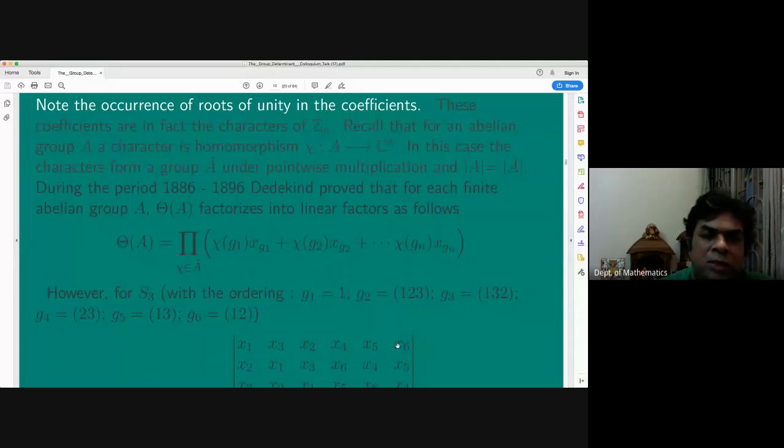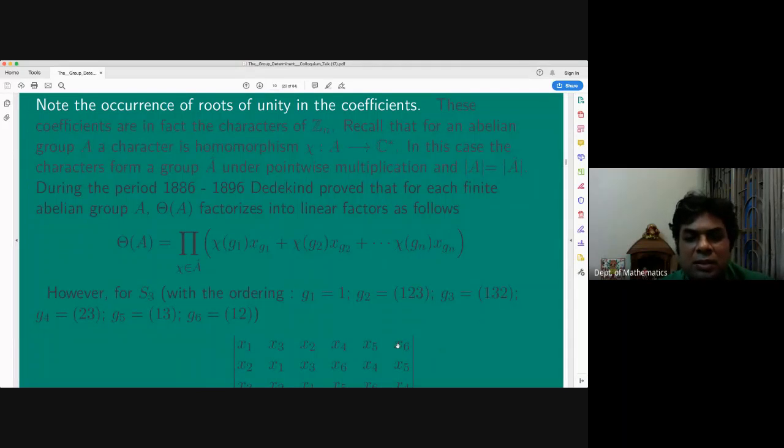Now during this period, 1886 to 1896, Dedekind was working on this for quite some time, about 10 years. Dedekind was in the senior stages of his career, so he was interested in this problem.